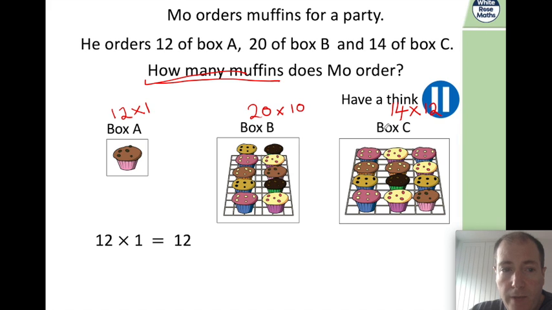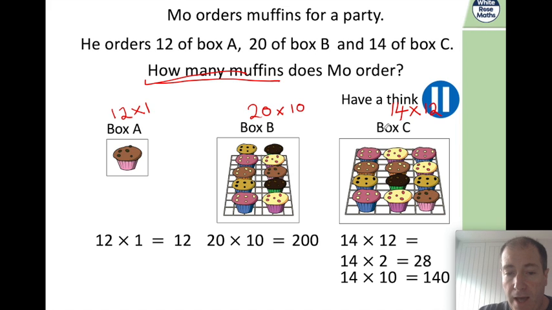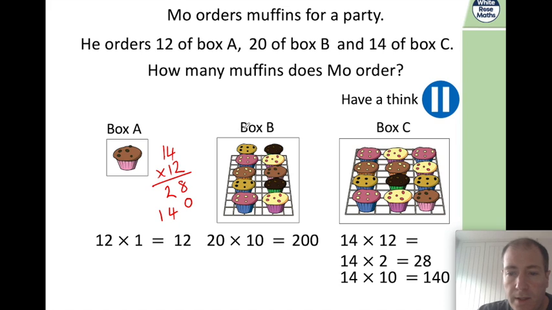Okay, so we have 12 times 1 is 12, which is box A, and we have 20 times 10 is going to be 200 for box B, and box C is going to be 14 times 12. Well, have you got any suggestions how you could solve that? How could we do 12 times 14? Well, one method is to do 14 times 2, and then add on to that 14 times 10. So 14 times 12 is the same as 14 times 2, and then added together is 14 times 10. How does that make sense?